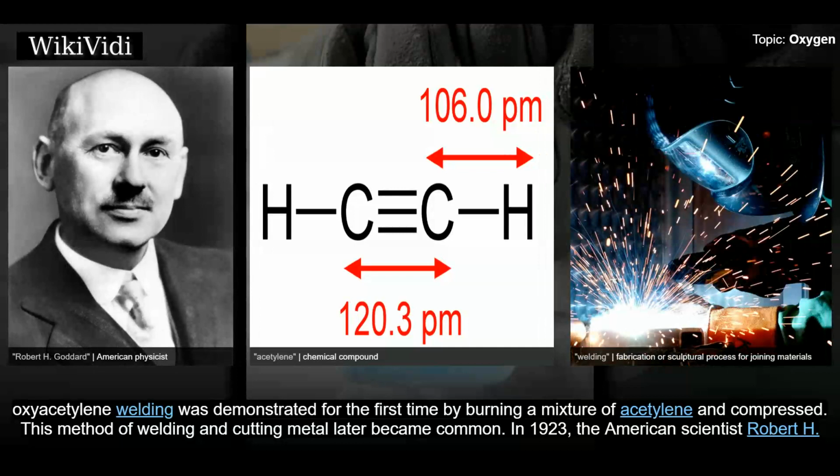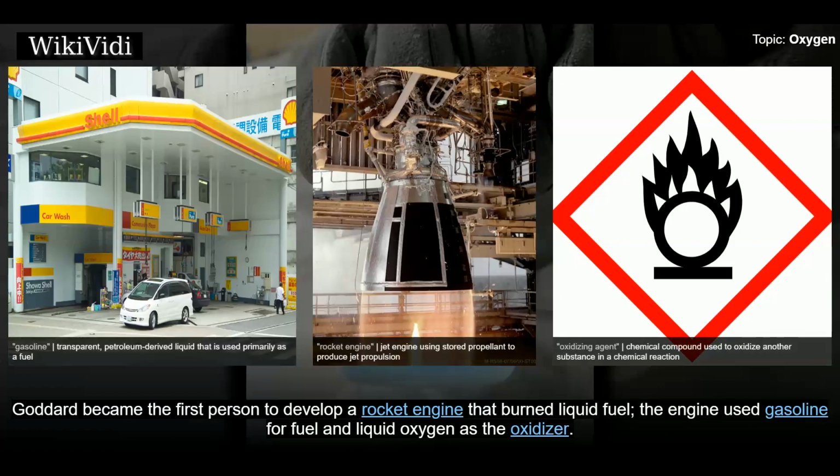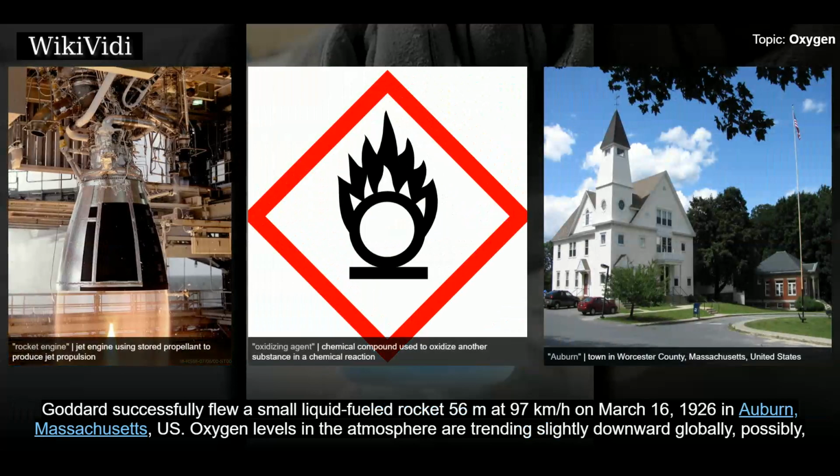In 1923, the American scientist Robert H. Goddard became the first person to develop a rocket engine that burned liquid fuel. The engine used gasoline for fuel and liquid oxygen as the oxidizer. Goddard successfully flew a small liquid-fueled rocket 56 meters at 97 kilometers per hour on March 16, 1926 in Auburn, Massachusetts, U.S.